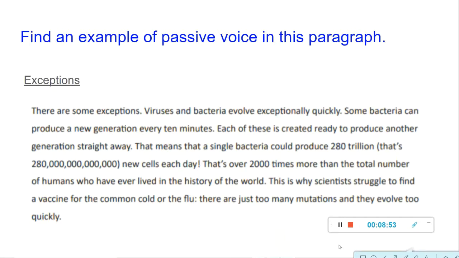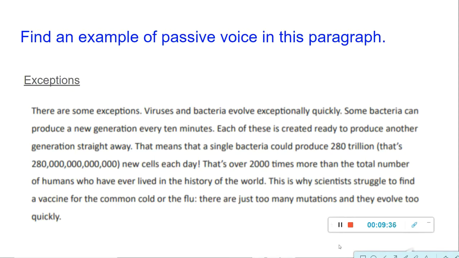Right, in this paragraph, we're going to find an example of passive voice. I've given this a subtitle of exceptions. There are some exceptions. Viruses and bacteria evolve exceptionally quickly. Some bacteria can produce a new generation every 10 minutes. Each of these is created, ready to produce another generation straight away. That means that a single bacteria could produce 280 trillion, and then it gives you an example in brackets, new cells every day. That's over 2,000 times more than the total number of humans who've ever lived in the history of the world. And that is why scientists struggle to find a vaccine for the common cold or flu. There are just too many mutations and they evolve too quickly.